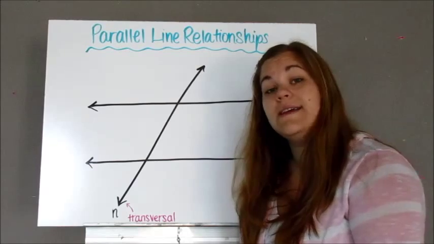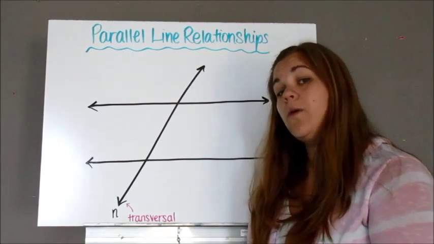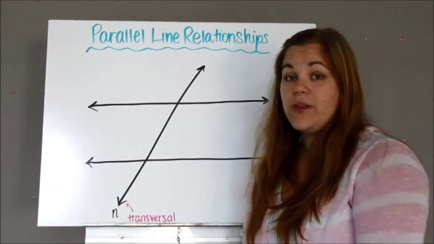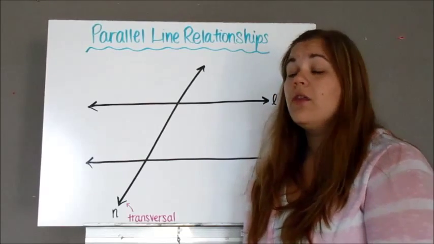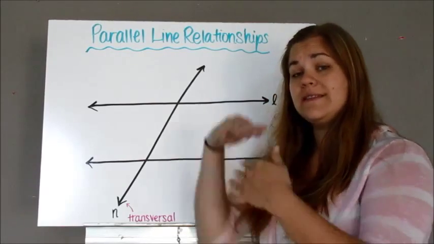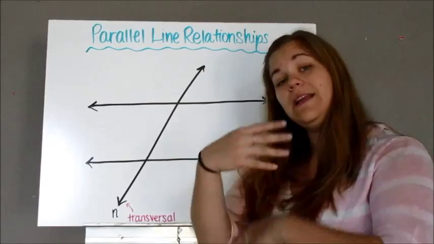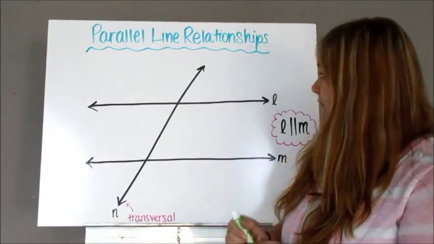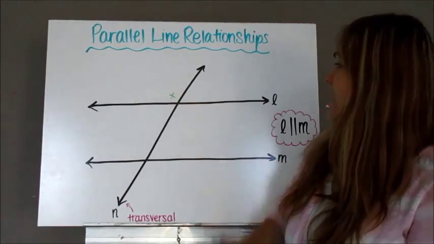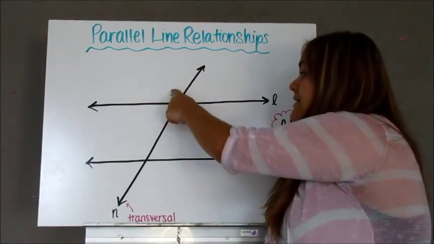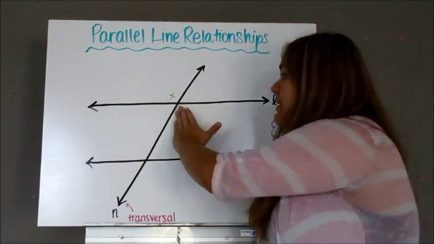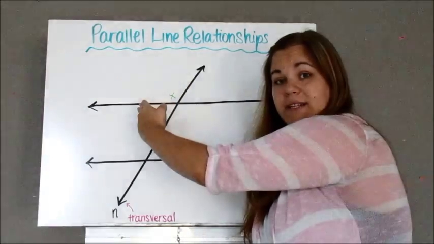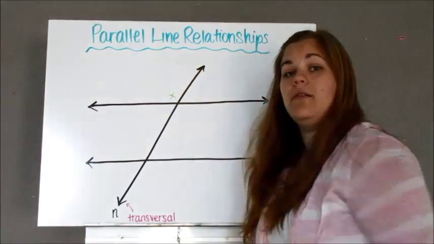The first one is corresponding. There are corresponding angles when two lines are cut by a transversal. Those corresponding angles are in the same position on each parallel line. So let's take a look. If I were to say, okay, here I have this angle that I'm looking at right here. This angle is on the left of that transversal and on top of that parallel line.